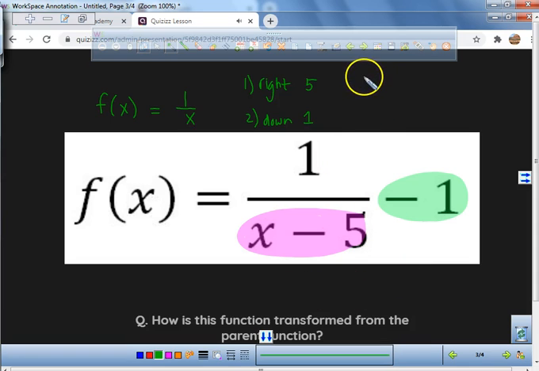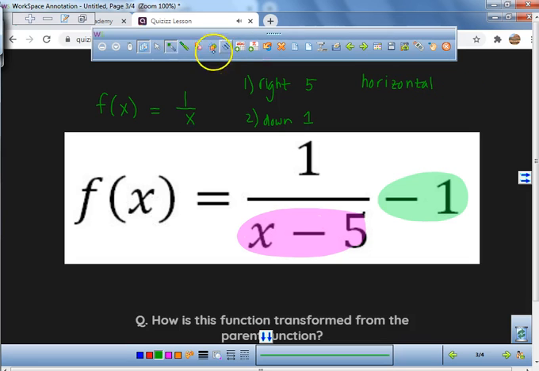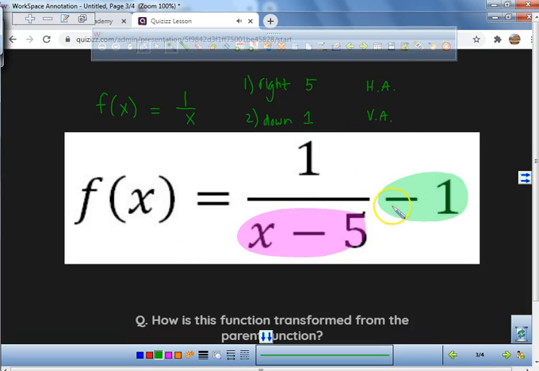Now, listen. Could anybody tell me what they believe the horizontal asymptote, let's put HA for short, it's a lot easier, would be, and what do you think the vertical asymptote would be for this particular function?